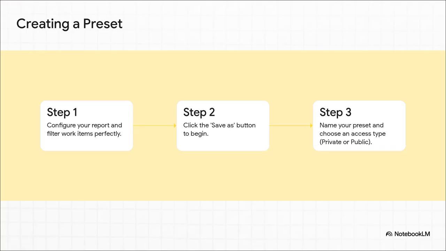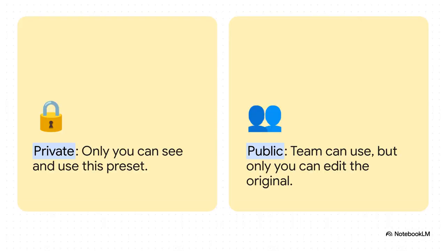Seriously, it is as easy as 1, 2, 3. First, you just set up your report exactly how you want it. Get all those filters and columns just perfect. Second, you click that Save As button. And third, you give your preset a really clear name and decide who gets to use it. That's it. You're done. Now this part is really cool. You get to choose your access type.